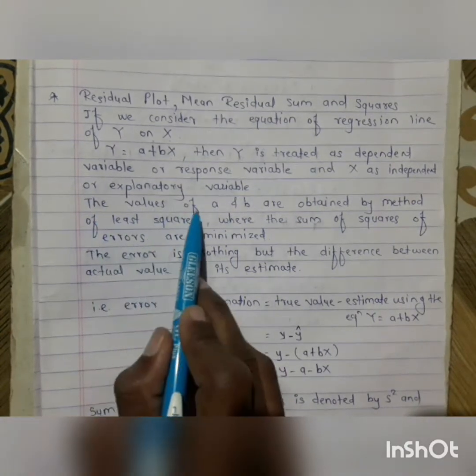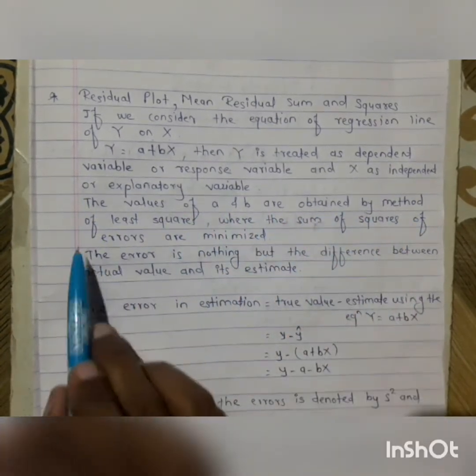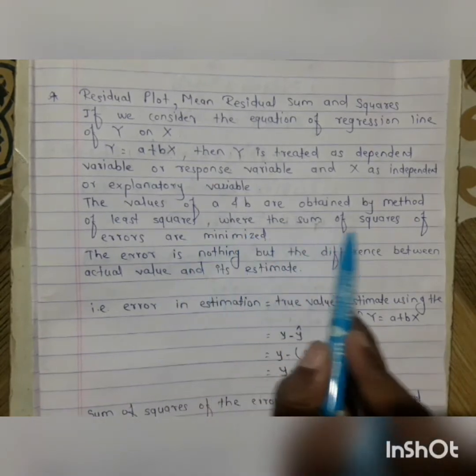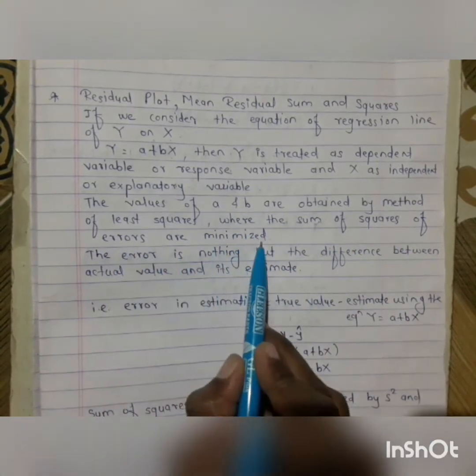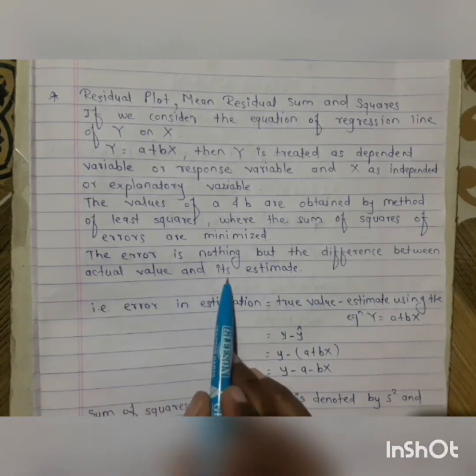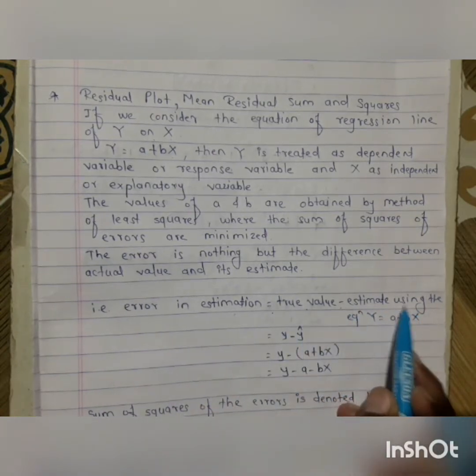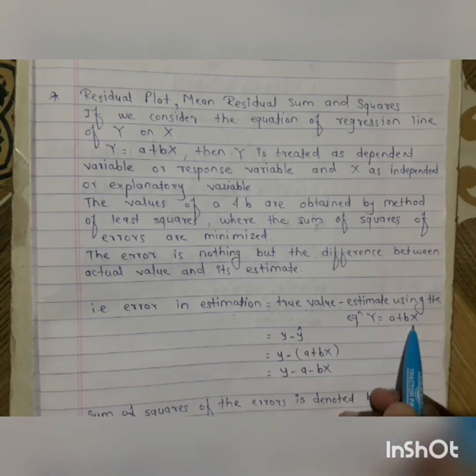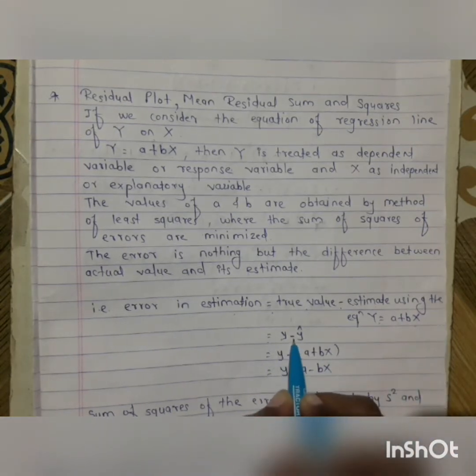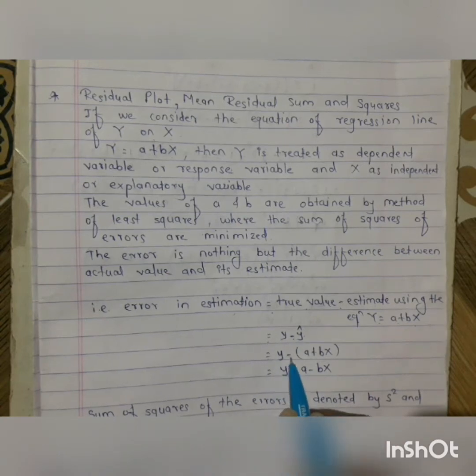Then the values of a and b are obtained by the method of least squares, where the sum of squares of errors is minimized. The error is nothing but the difference between the actual value and its estimate. That is, error in estimation is equal to true value minus estimate using the equation y is equal to a plus bx, which is y minus y cap, where y cap is nothing but a plus bx. Then multiply this minus sign in the bracket, we get y minus a minus bx.